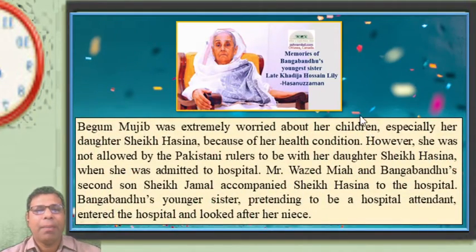Begum Mujib was worried about her children, especially her daughter Sheikh Hasina, because of her health condition. However, she was not allowed by the Pakistani rulers to be with her daughter. When she was admitted to hospital, Mr. Wazir Mia and Bangabandhu's second son, Sheikh Jamal, accompanied Sheikh Hasina to the hospital. Bangabandhu's younger sister, pretending to be a hospital attendant, entered the hospital and looked after her niece.